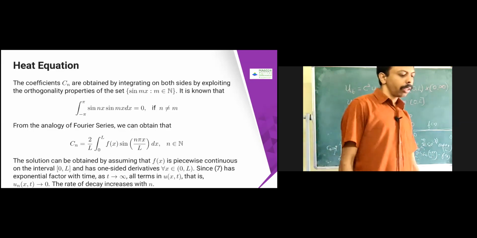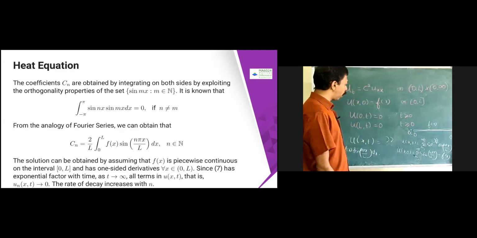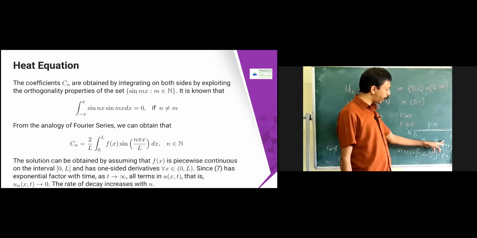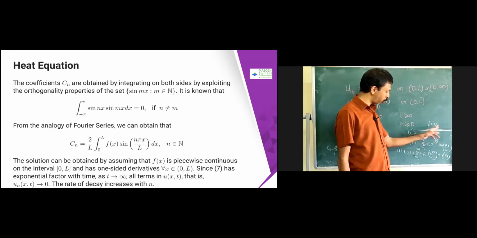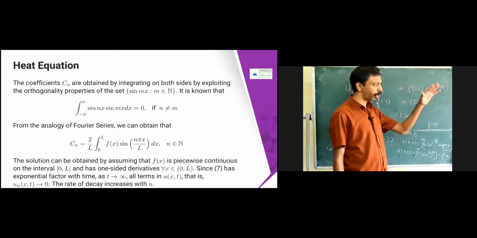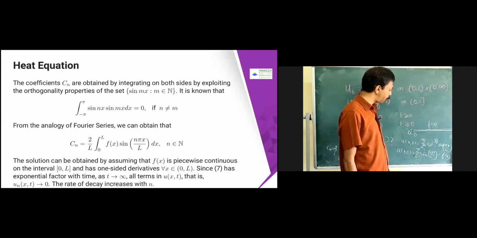Okay. So now one more point here. Cn e power minus lambda n square t. If t tends to infinity, what will happen? This is going to become 0. You can see that when t tends to infinity, this will become 0.